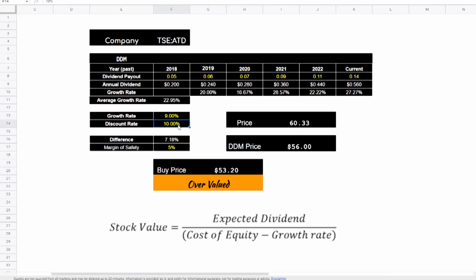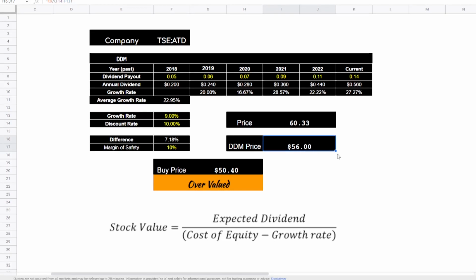Now, with a 10% discount rate and a margin of safety of about 10%, we come out with a buy price of $50.40. So the price of Alimentation Couche-Tard is $60. The dividend discount model gave us $56, but with our margin of safety, we want to make sure we're buying at a good value, and that puts this company at $50.